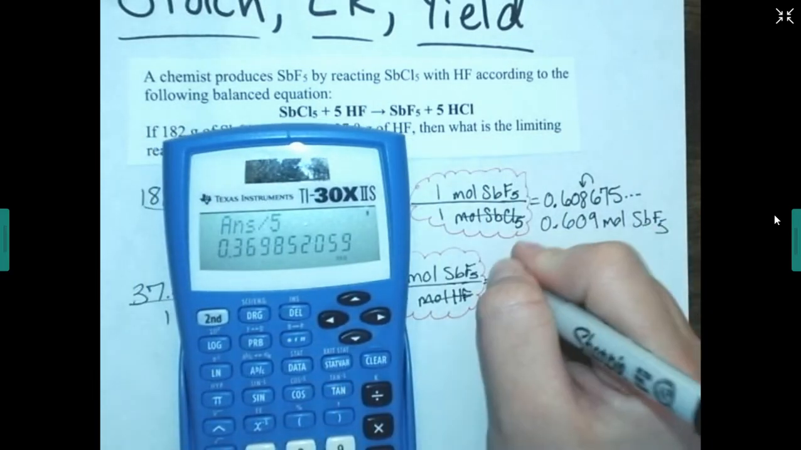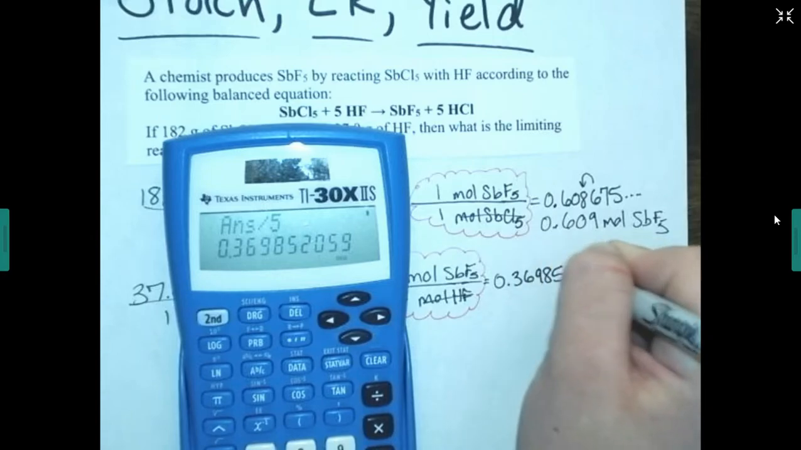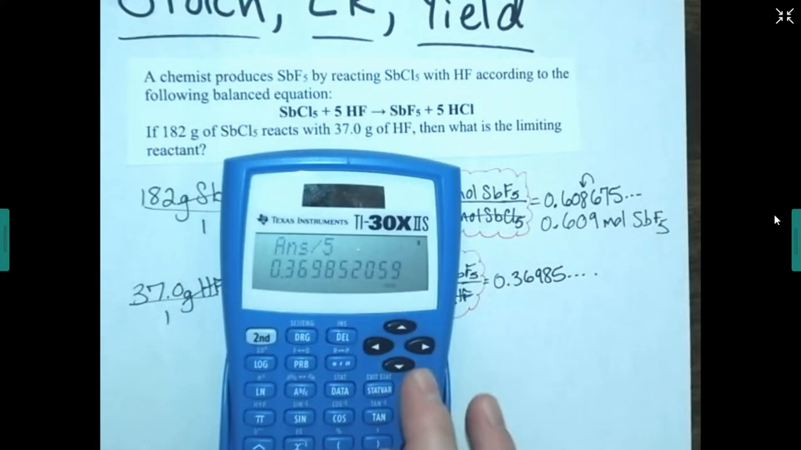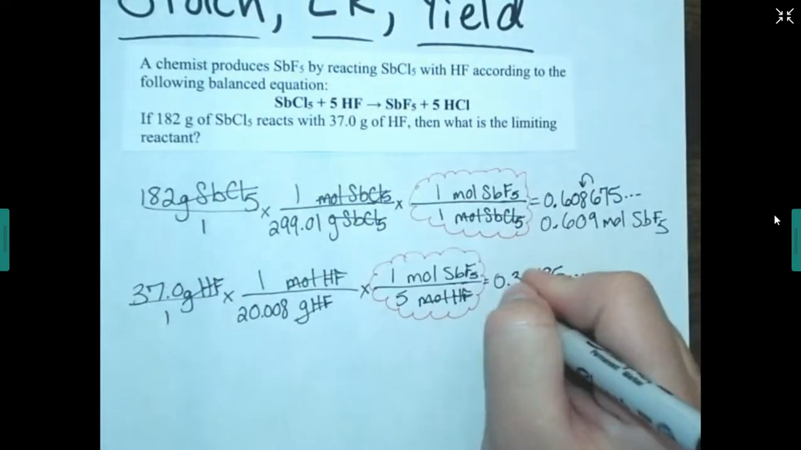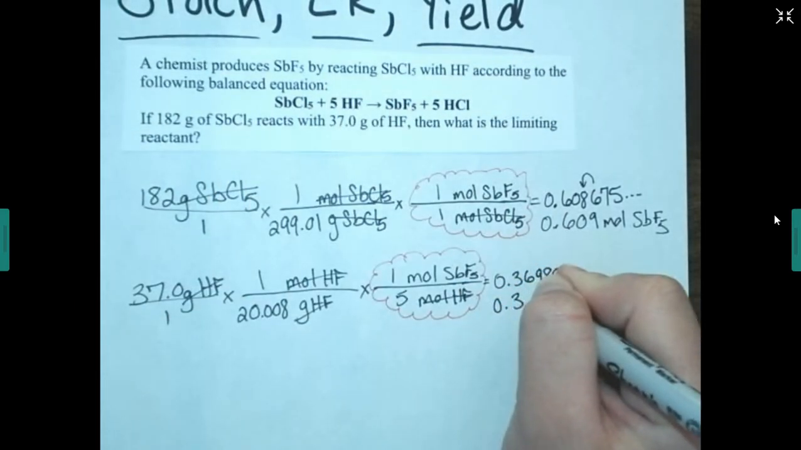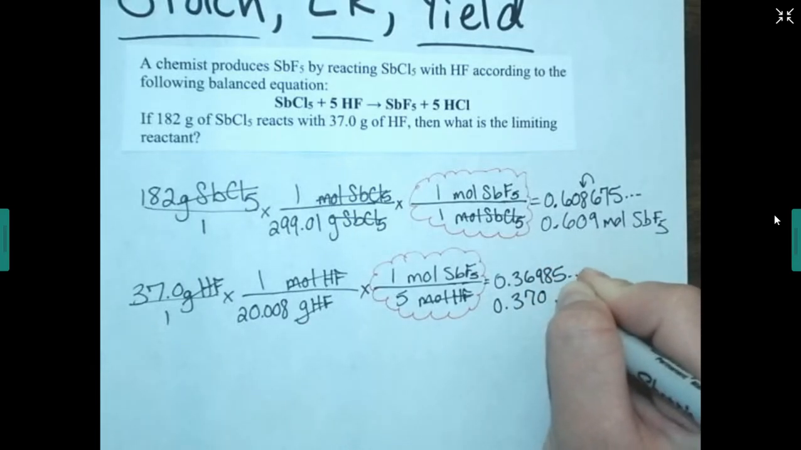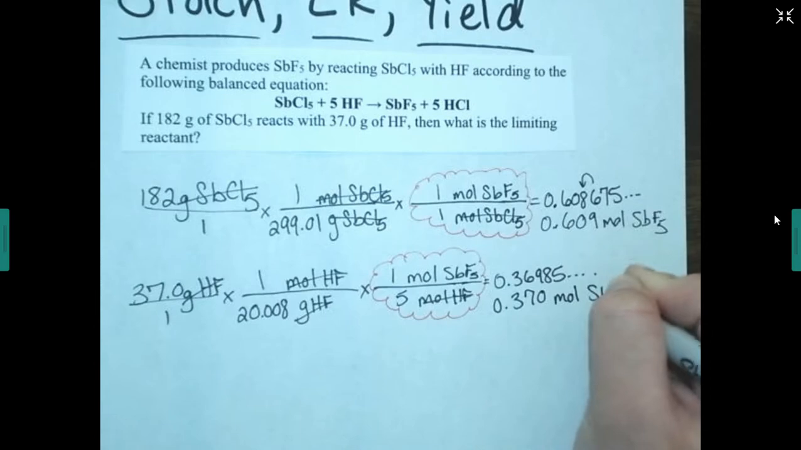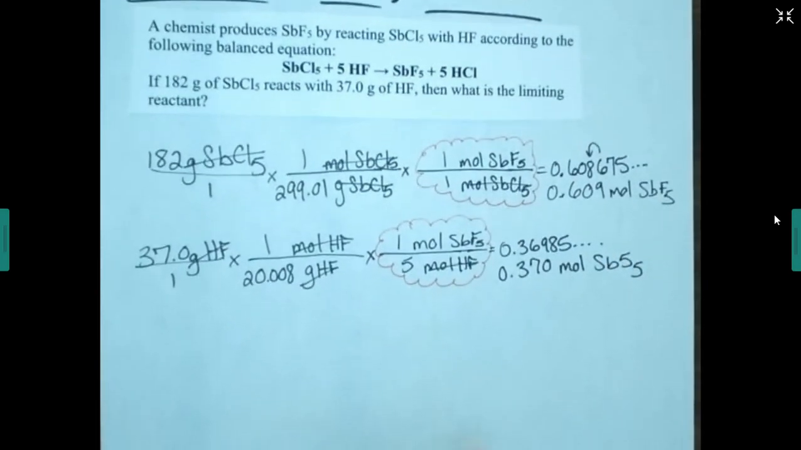So I've got 0.36985, dot, dot, dot. If I want to round to 3 sig figs, technically this 8 would bump that up, so it would be 0.370 moles of SbF5. Okay? All right, so now I have these two different numbers, and I'm going to compare them side by side.